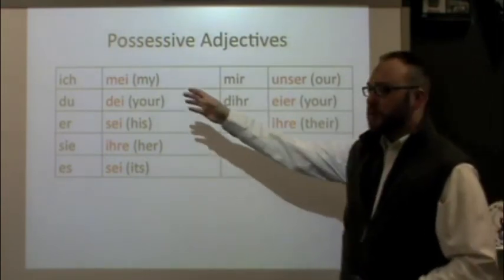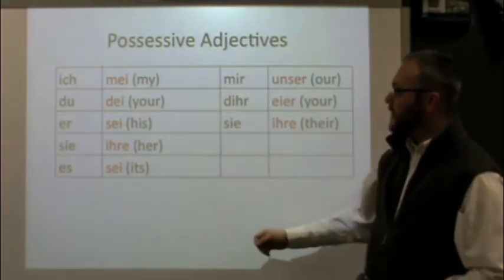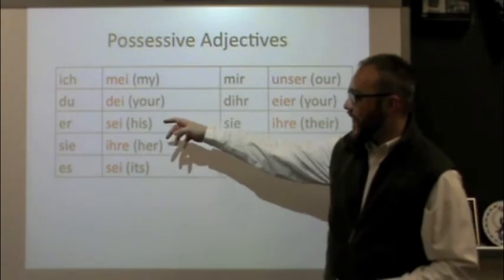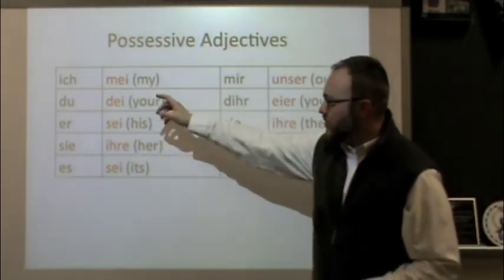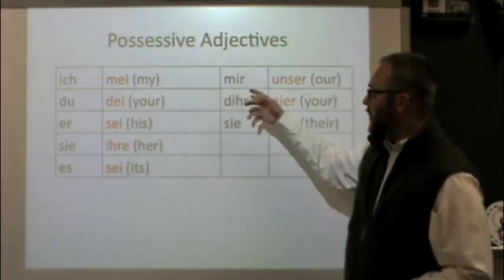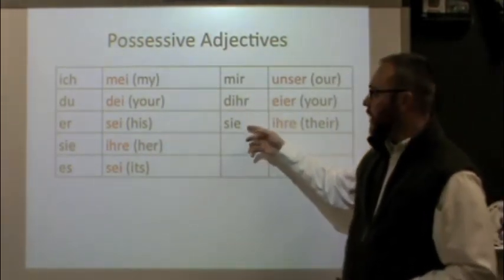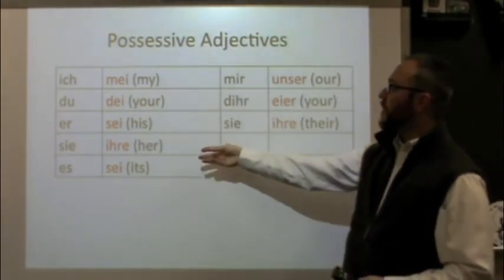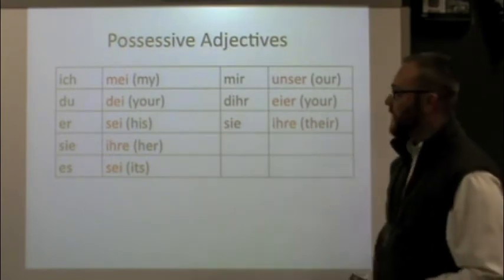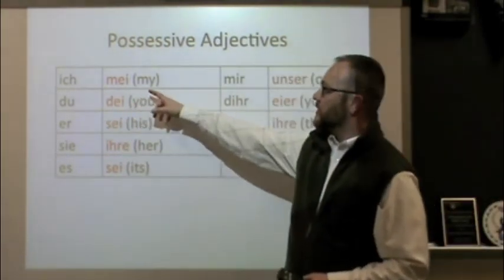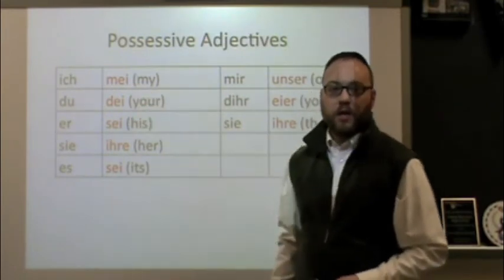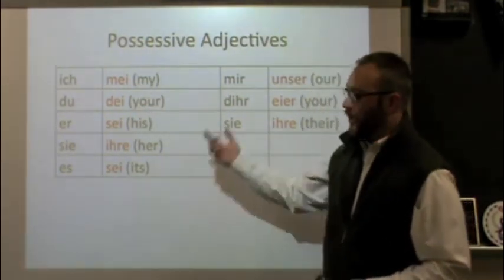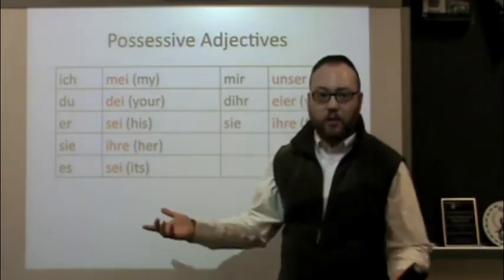I have our subject pronouns, which we addressed in a previous video: ich, du, er, sie, es, mir, dir, and sie. And if you remember, that's I, you, he, she, it, we, you guys or you plural, and they. So these are the equivalent possessive adjectives to that. For ich, it turns into my. My is going to be easy to remember because it sounds exactly like what it means in English.